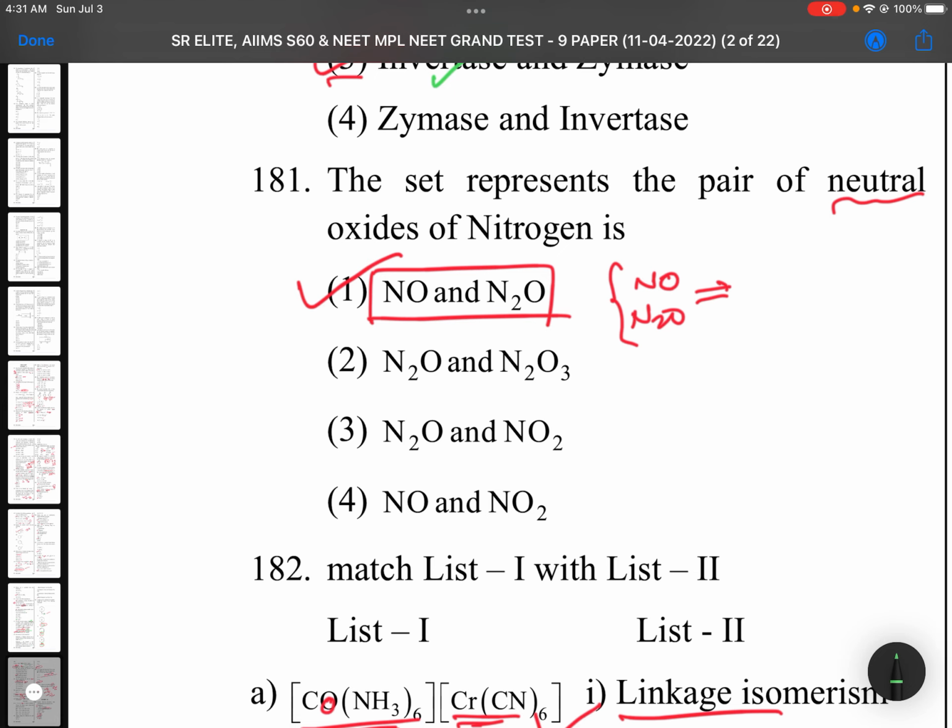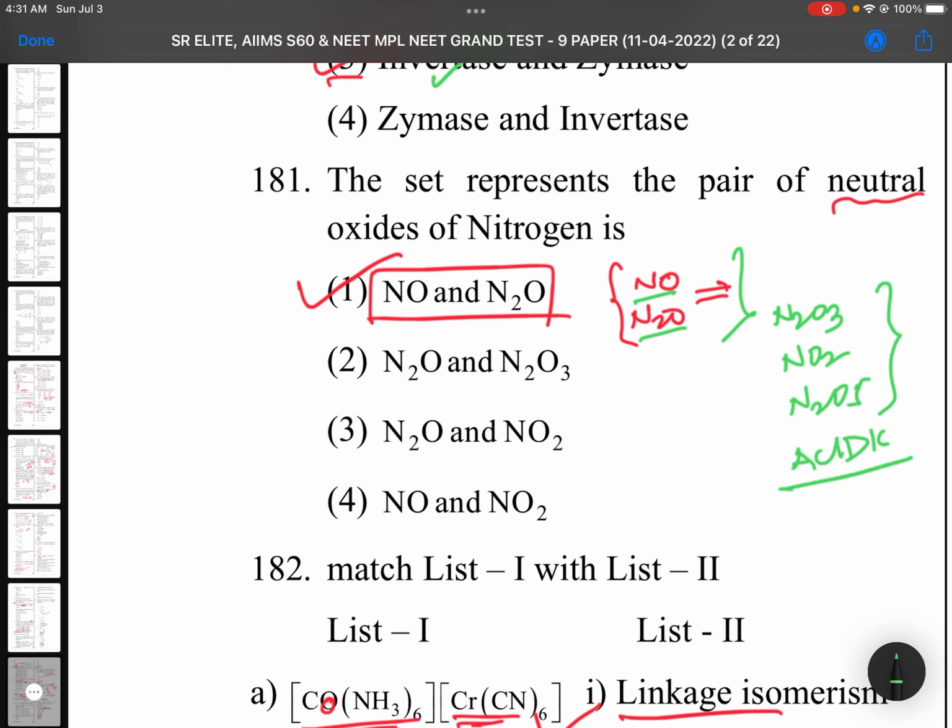The set represents the pair of neutral oxides of nitrogen. Nitrogen has NO and N2O as neutral oxides, while N2O3, NO2 and N2O5 are acidic. If you want clear information about all oxides, you can visit our videos. The nitrogen oxides video is there. See here. You can see by these. Okay, I already made the video, but some technical issue was there.